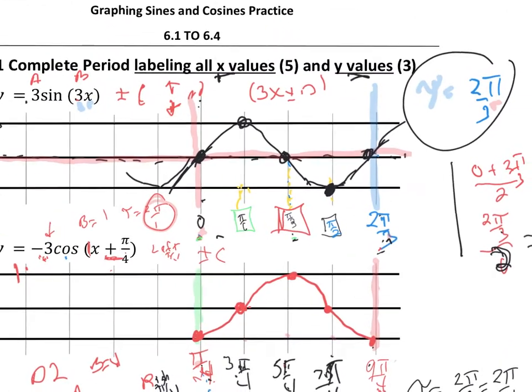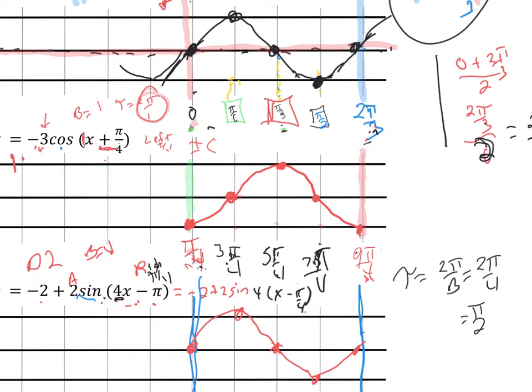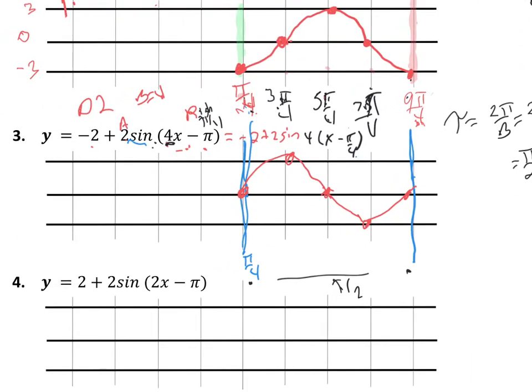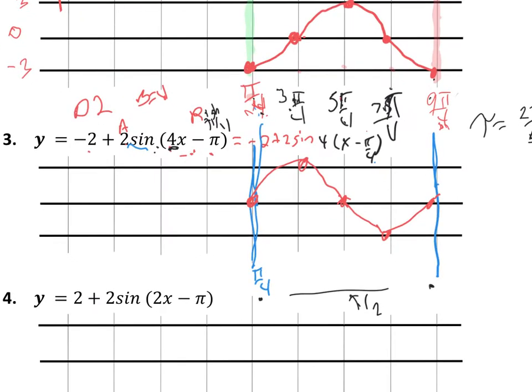The first problem I did? No, it was 2 pi over 3. This one was... no, this one wasn't. What was my third one? Okay, my third one, it finishes in 2 pi over 2.